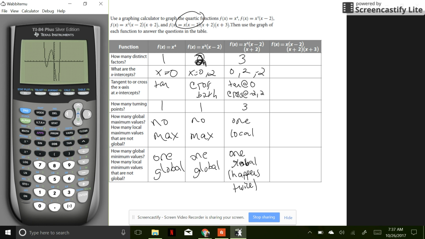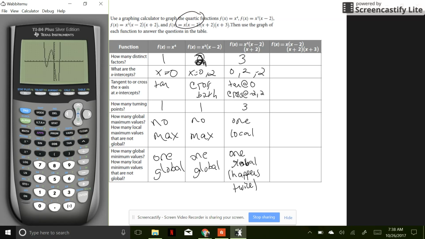So checking for how many distinct factors, how many times we touch or cross the x-axis. I see 1, 2, 3, 4 distinct factors. Again, that's something we should be able to recognize from just the equation. We should have 4 factors. What are those 4 factors? Well, we're crossing at -3, -2, 0, and +2. Again, you can see that just from the equation. Are we tangent or crossing? Looks like we're crossing the x-axis each time.